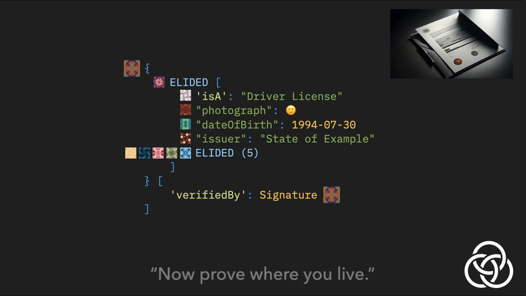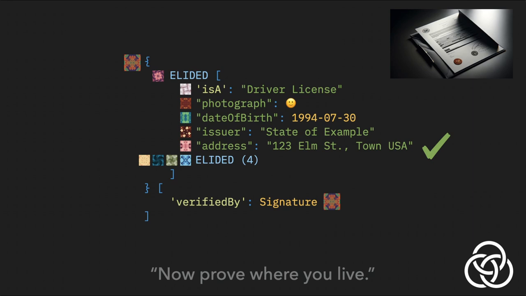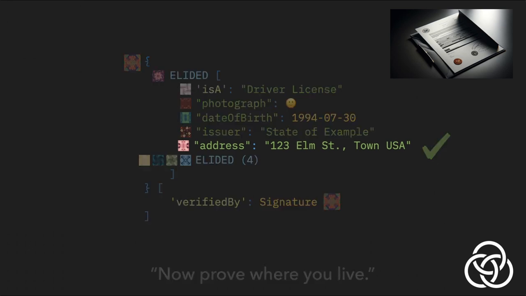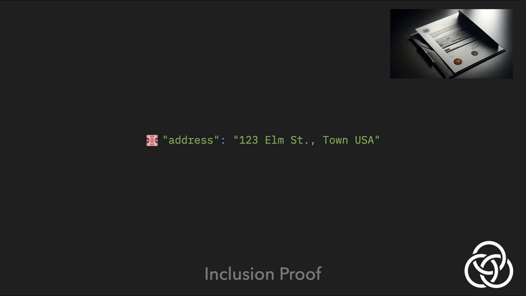At a later time, somebody might ask for an additional proof from the same document, for example, proving where you live. To do this, we create what's called an inclusion proof. In this case, the inclusion proof is just the single assertion that was elided before that matches the address. Inclusion proofs can just be the branch of the tree that was removed. Sometimes you have need of a more complex inclusion proof, and we'll see an example of this later in the presentation.